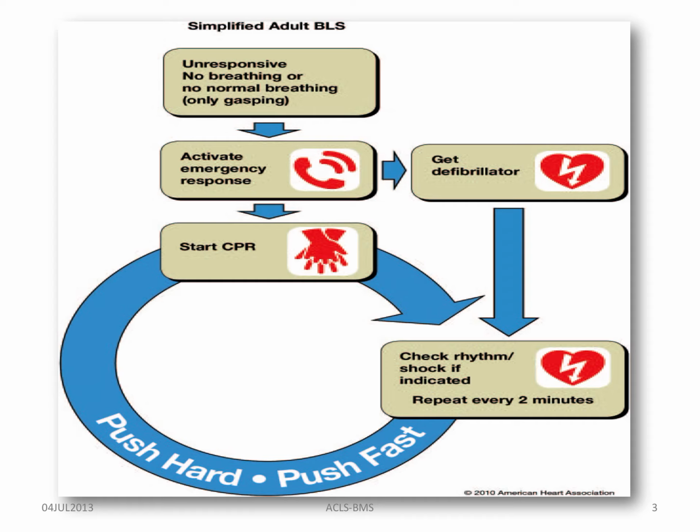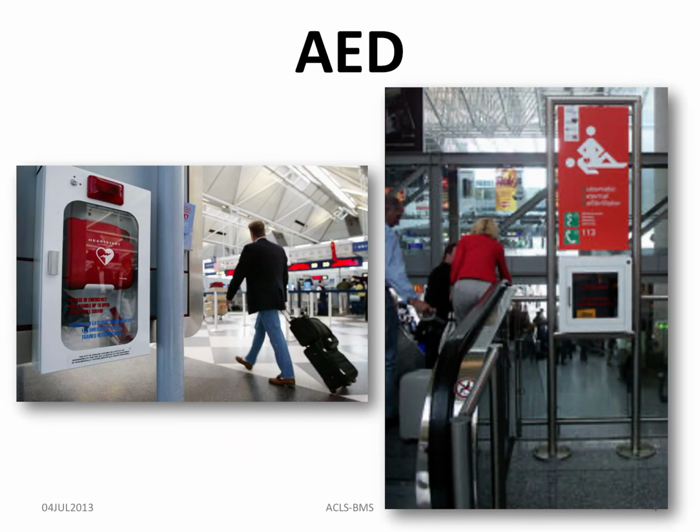Once the emergency code is activated, basically what we need to do is get the defibrillator and start the CPR at the same time. Push hard, push fast in a cyclical manner. Now, check the rhythm of the patient and shock if indicated. Repeat every 2 minutes. And push hard and push fast. These are the important steps.